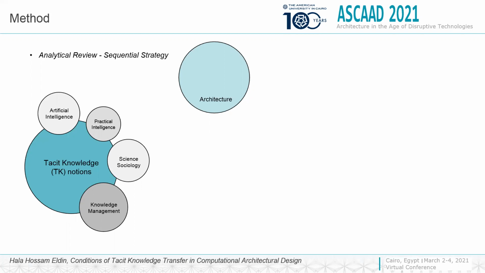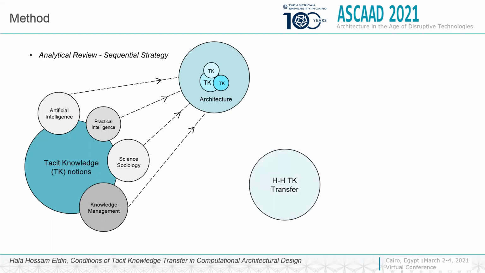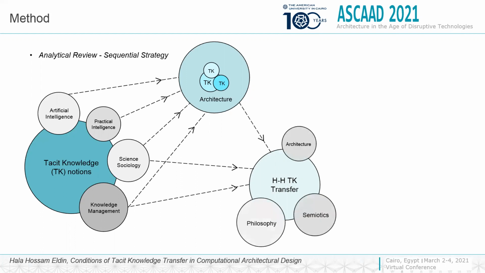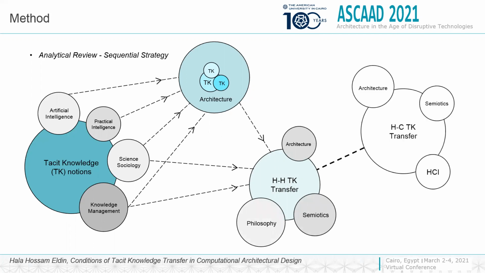with computation. Based on the notions of tacit knowledge generated from the first goal, architectural studies that address tacit knowledge in different terminologies were selected. The third goal is to identify literature that addresses human-to-human tacit knowledge transfer. It depends on the outcomes of the two previous goals, in addition to views from other disciplines, which were then compared to the views of disciplines that addressed human-to-computer knowledge transfer.